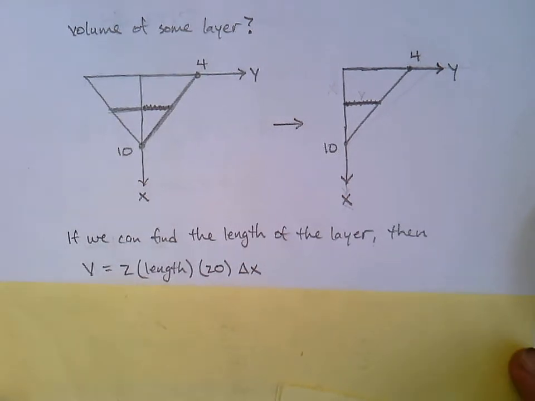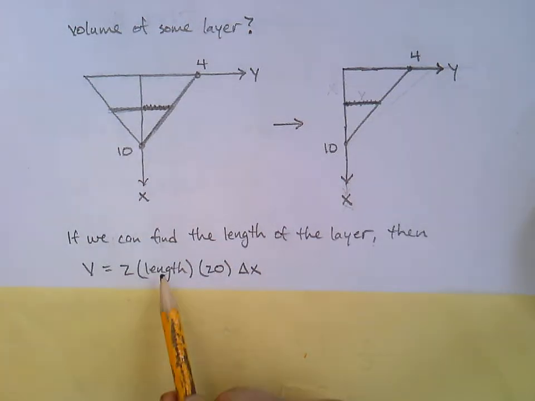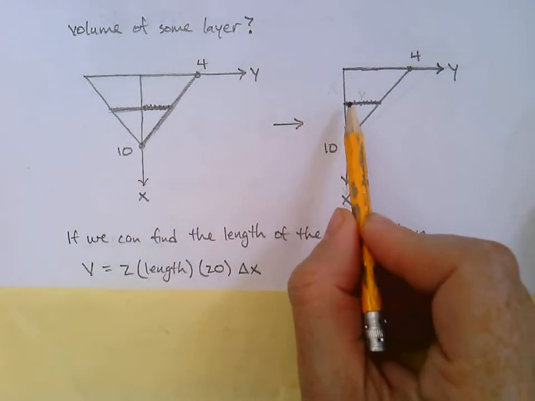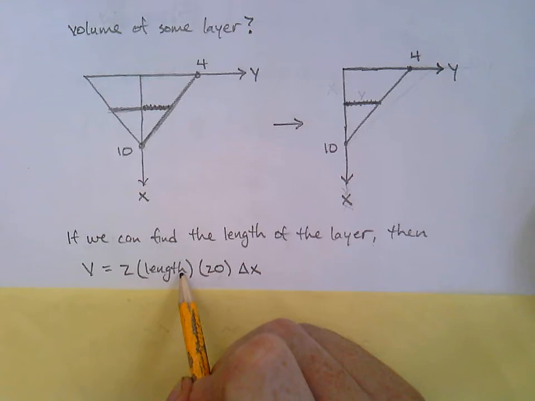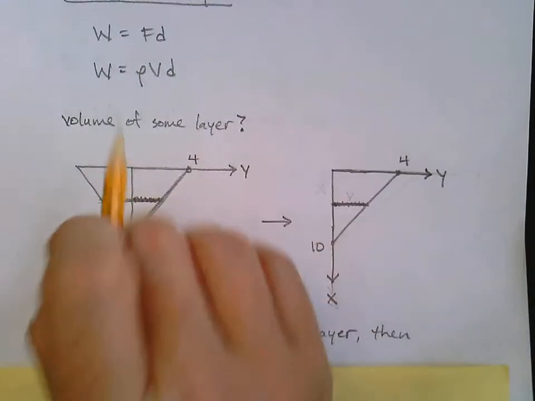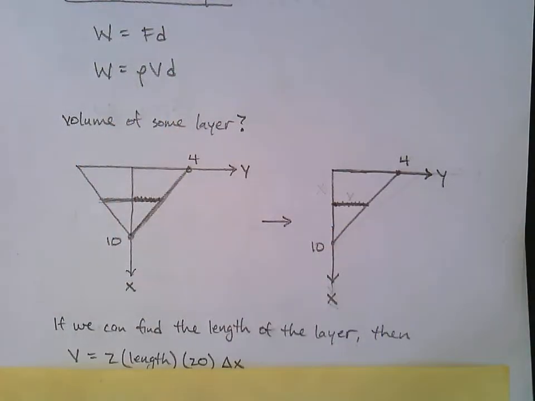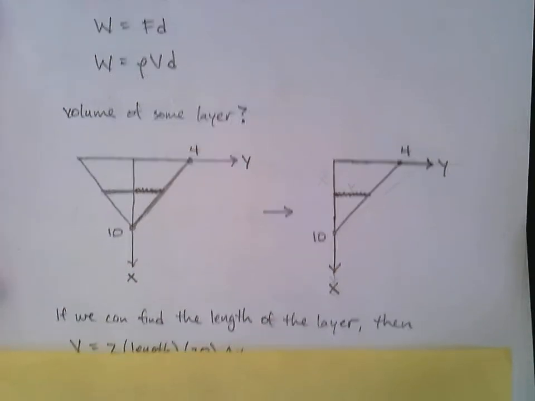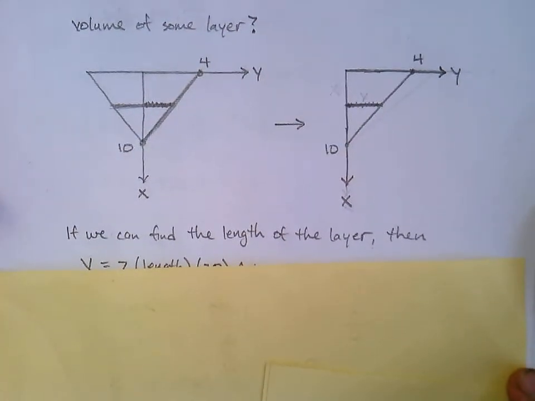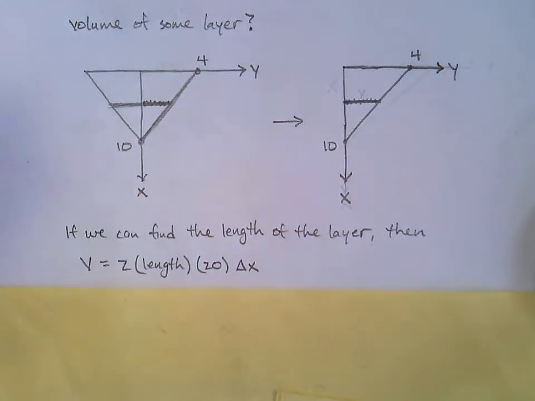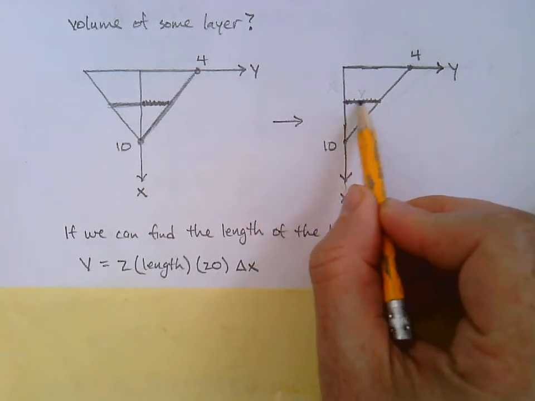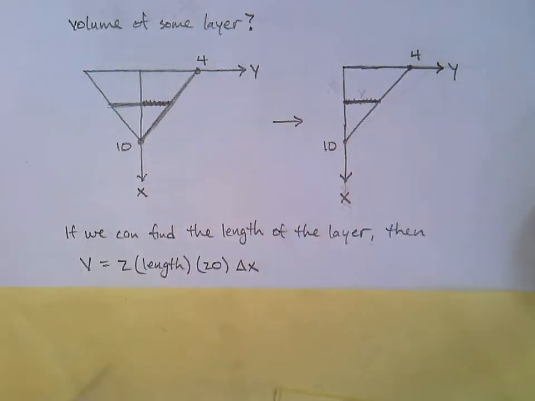So you notice that if we can get this length right here, then we've got the volume. And if we've got the volume, then we can figure out the work for the layer. If we can figure out the work for the layer, then we can integrate, and we've got this thing. Gotta break it down. Okay, so what is the length right there in terms of x?